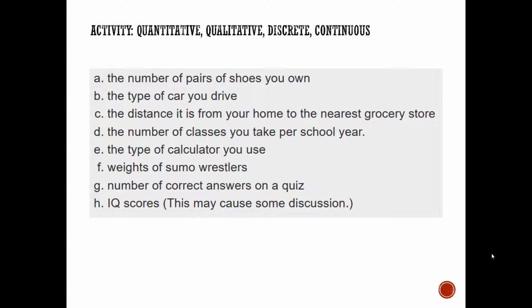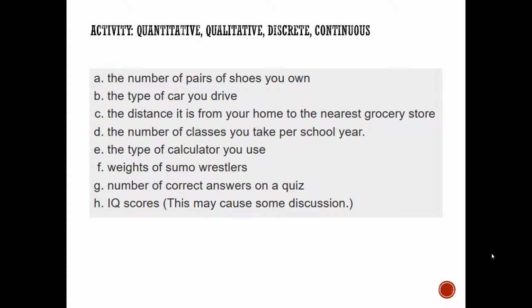D, the number of classes you take per school year. Well, of course, the number of classes you take is quantitative. It's a number, but anybody take 5.5 classes? It's very difficult to take half a class. So these are going to be quantitative discrete variables.